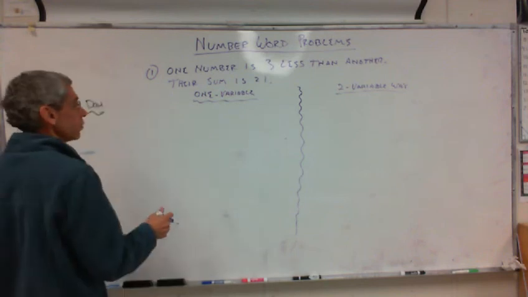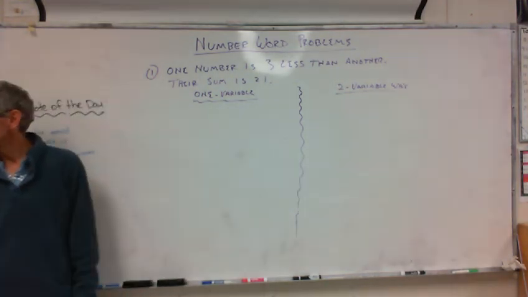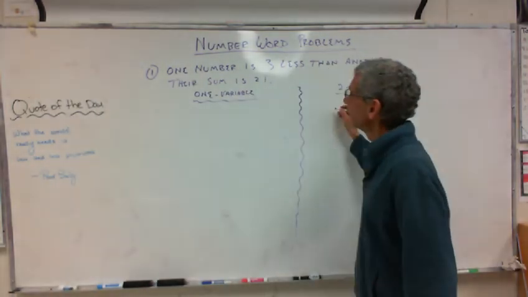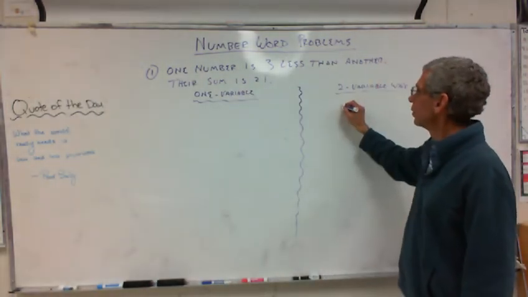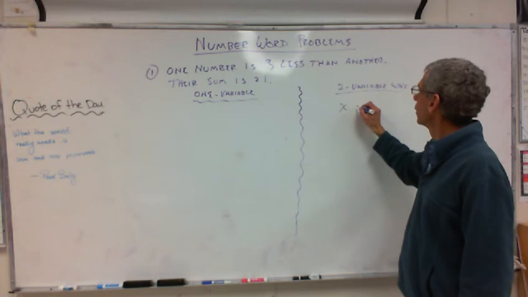All right, so which one are we going to do, this method or that method? The two variable one. Two variable, okay, what do you think I would get? It would be x plus x minus 3 equals 21.